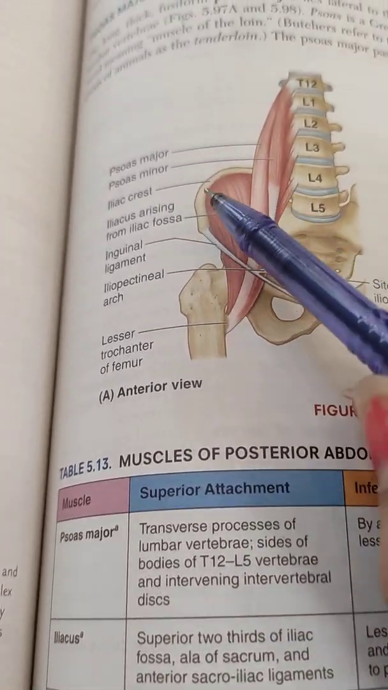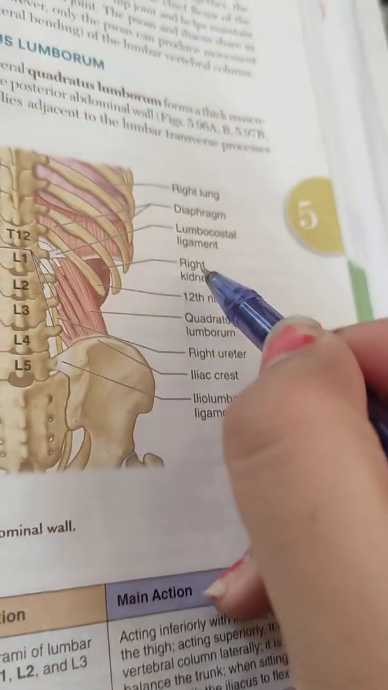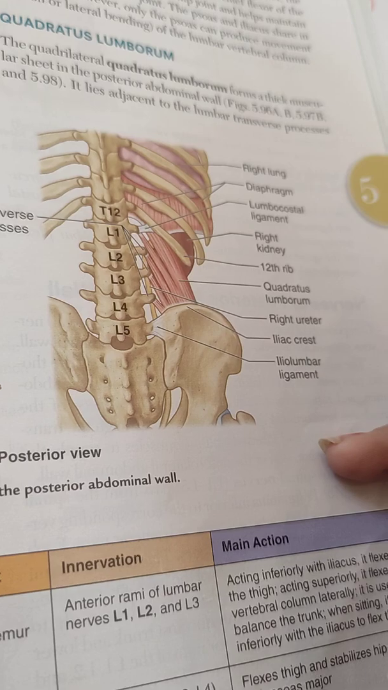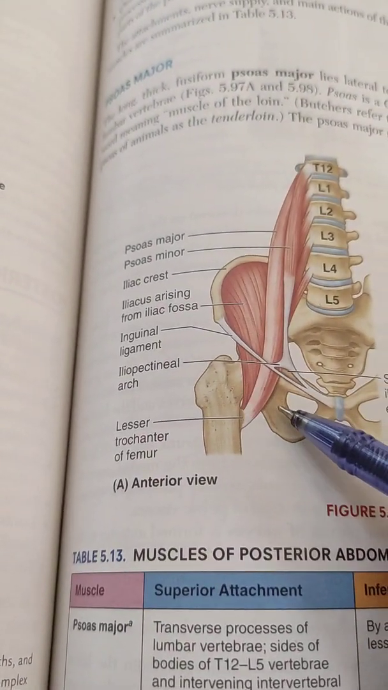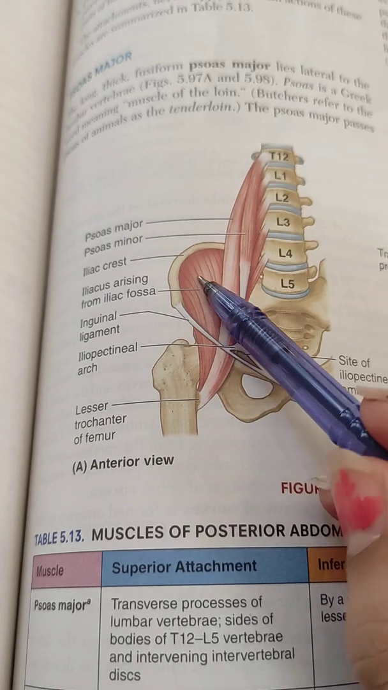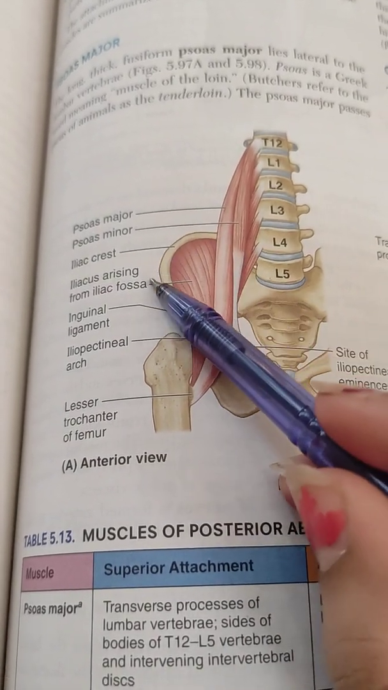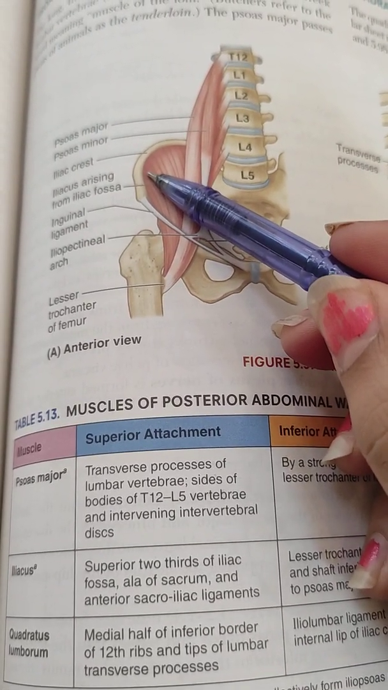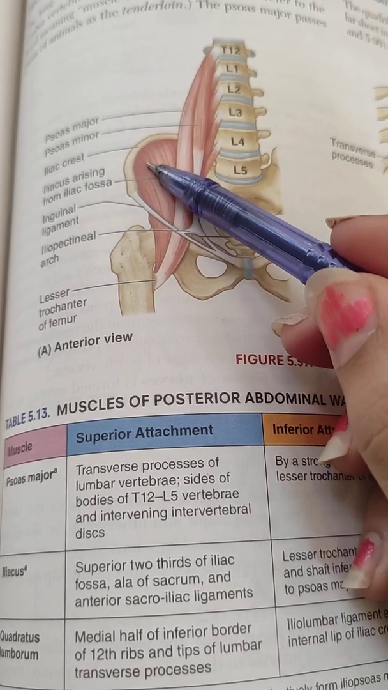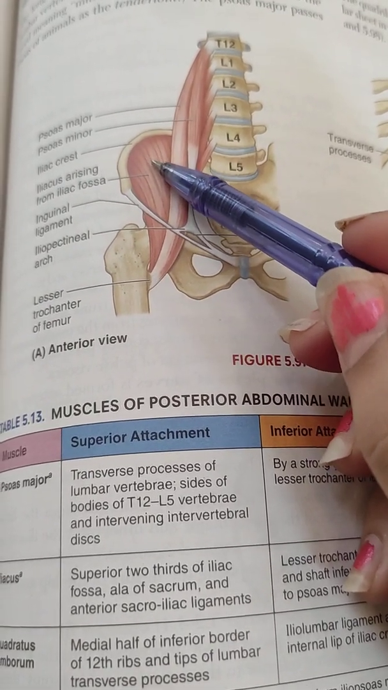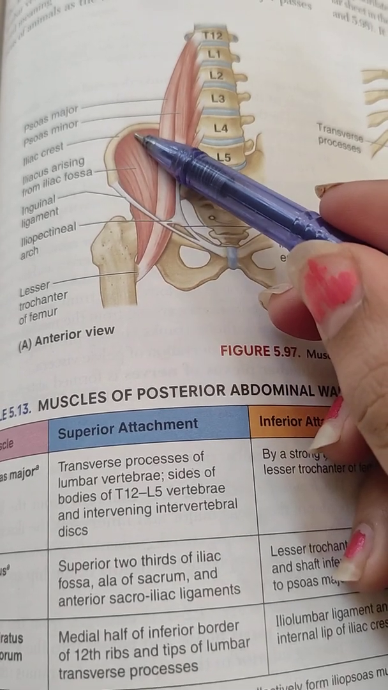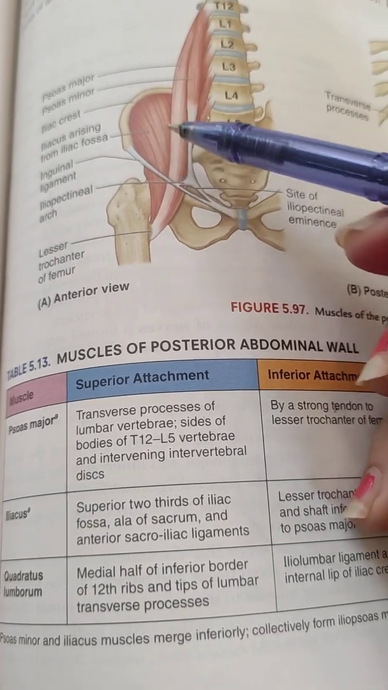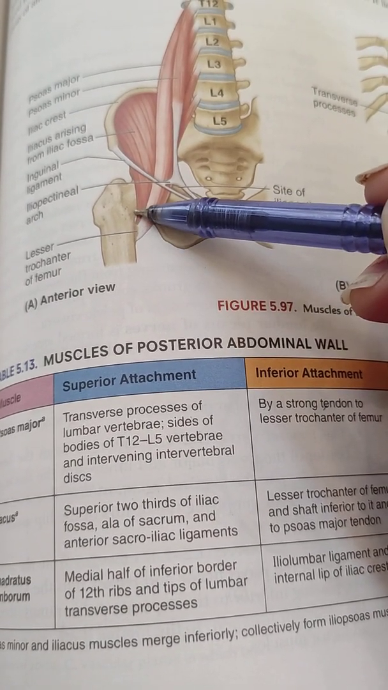Then we have the iliacus muscle. If you can appreciate this diagram, we can see the iliacus. This is the iliacus. You can see this is the hip bone and this is the iliac crest of the hip bone. So it is arising from the superior 2/3 of the iliac fossa and ala of the sacrum and anterior sacroiliac ligaments. So it takes origin from this superior 2/3 of the iliac fossa and sacroiliac ligaments, and then it is attached to this lesser trochanter of the femur as well.